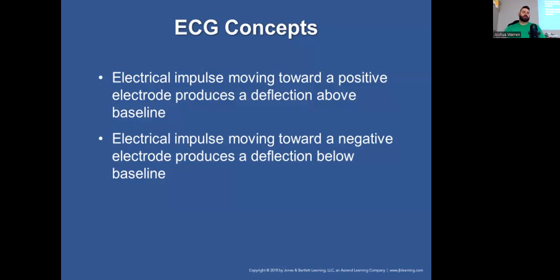Now, what about an electrical impulse moving towards a negative electrode? Produces a what? Deflection below baseline. So if baseline is the flat line, that means if it's got a negative vector, it's going to be pointed down. If it's going towards a positive electrode, it'll have a positive vector. It'll be pointed up. Most EKGs you evaluate will be what? Traveling towards a positive electrode, giving you a positive vector. Make sense? Negative goes down, positive goes up.